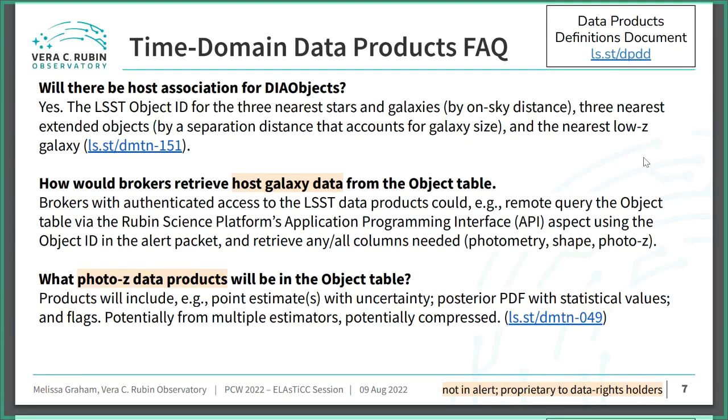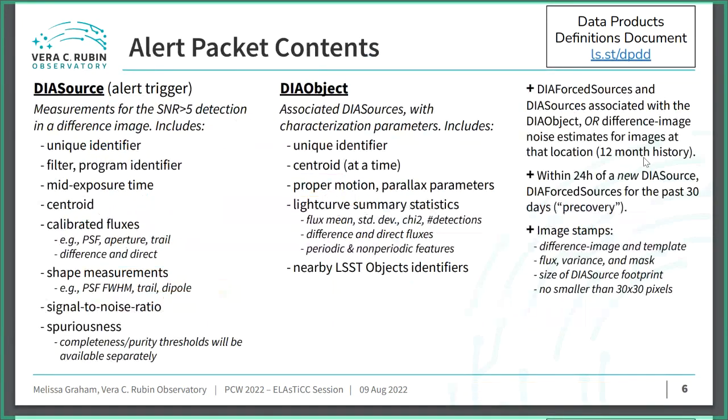Sure. I think this might be in the FAQ that's been flipping by, but I just wanted to know how many nights of data will we be able to access at one time that are associated with an alert. I guess the alert itself is only one data point, right? But how many nights? Yep. So the alert itself gets triggered on one data point, but you'll always get a 12-month history.